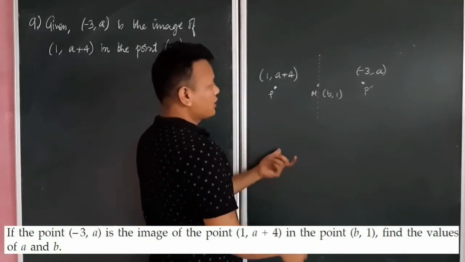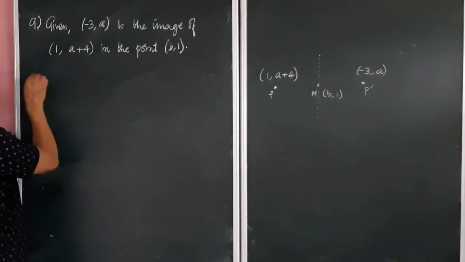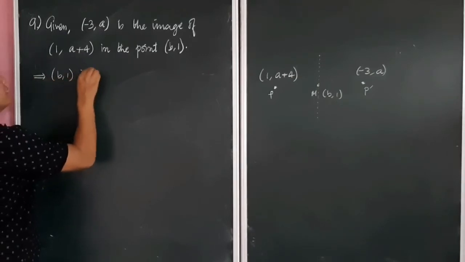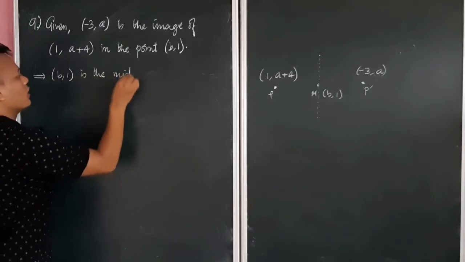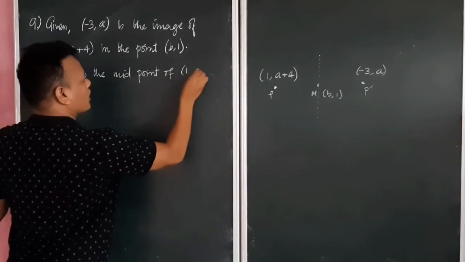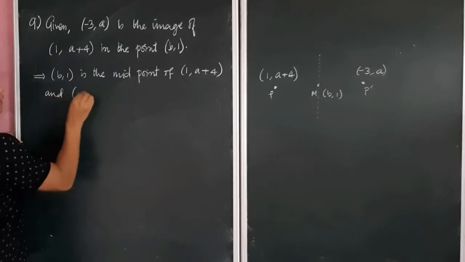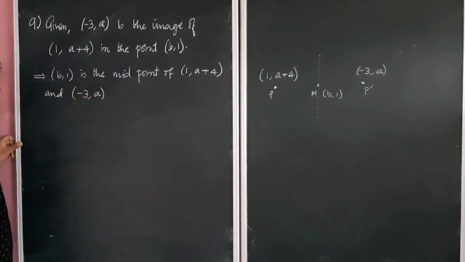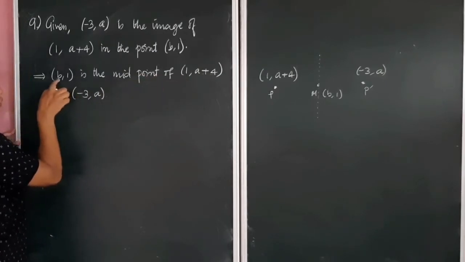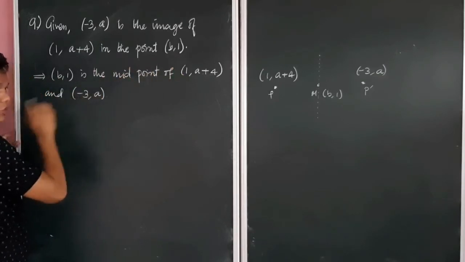Alright, so in other words I can say that b comma 1 is the midpoint of this and this, right? So this implies that b comma 1 is the midpoint of 1 comma a plus 4 and minus 3 comma a. See, this is my x1 y1, this is my x2 y2. So this abscissa b will be equal to x1 plus x2 whole divided by 2.